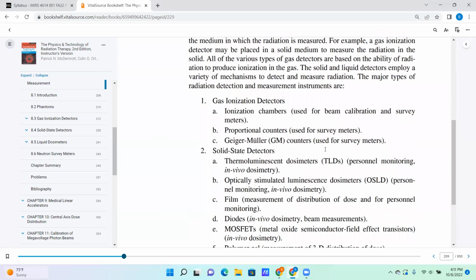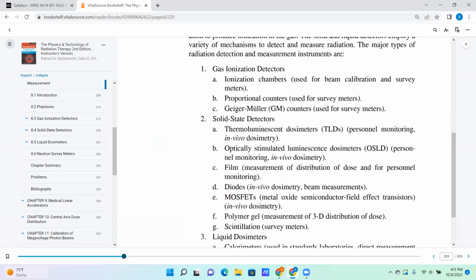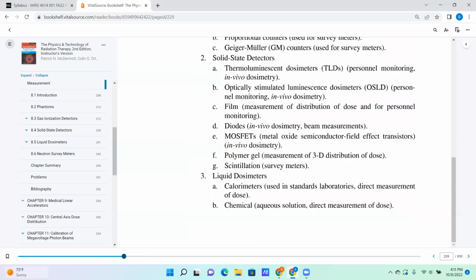So the major types are gas, and within gas, you've got ionization chambers, proportional counters, and Geiger-Müller counters. Solids: solid state detectors, TLDs, OSLDs, film, diodes, MOSFETs, polymer gel, and scintillation. And liquid dosimeters, you've got calorimeters and chemical dosimeters.